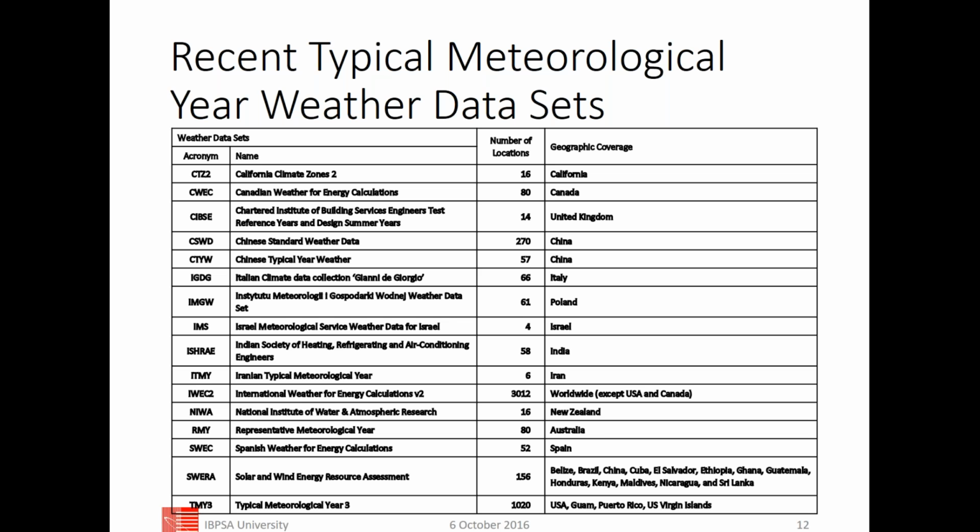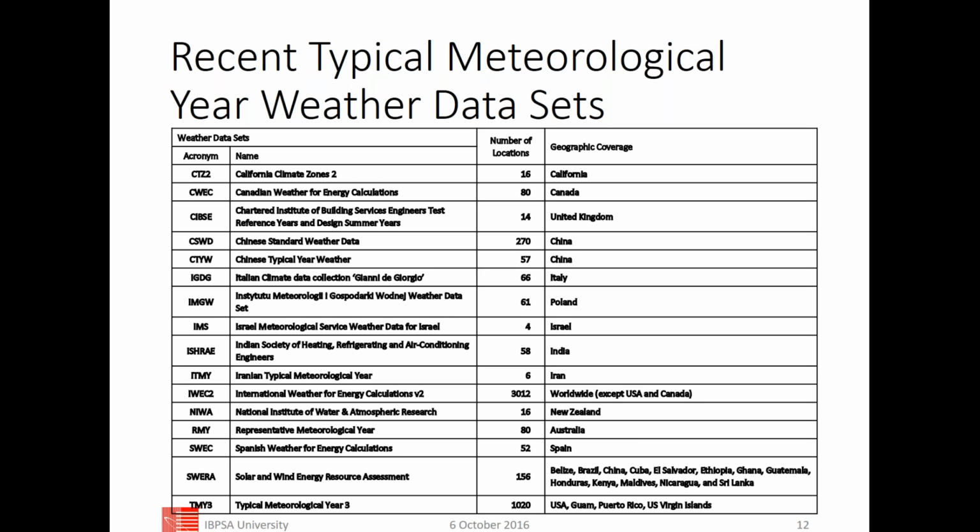There are a couple of data sets for Chinese data, an older one for Italian data, and a good data set for Poland and Israel. ASHRAE just updated their data set and now includes 61 locations. For Iran, there's a data set from the US, IWEC2, which has 3,000 locations and does not include the US and Canada, so that's every location out. There's also New Zealand, Australia data, Spanish data, and one from UNEP, the UN Environment Program, that produced some for a number of locations throughout there.